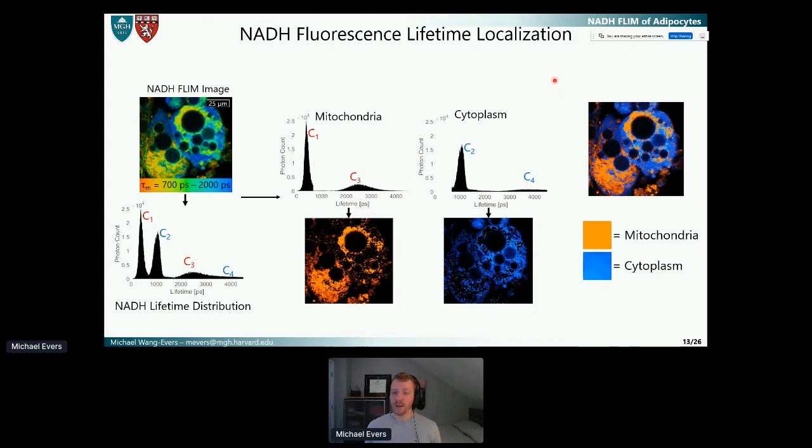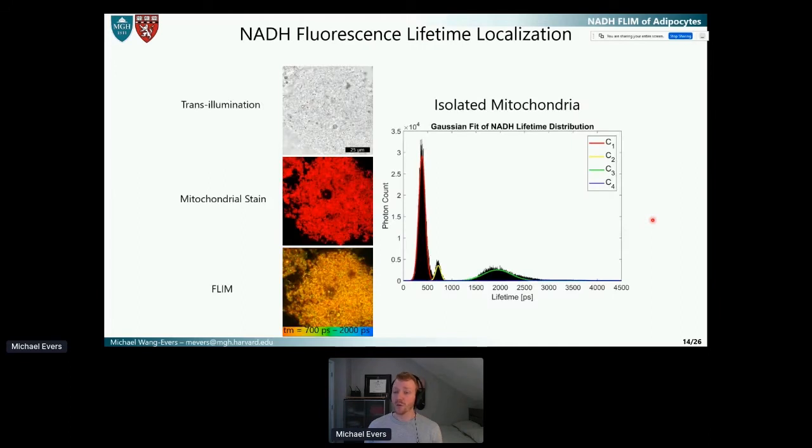And if we now create that image, you can see here, this is all component 1 and 3, and the blue color is component 2 and 4. So based on the fluorescence lifetime of NADH, we can say, hey, this is a fluorescence from mitochondria or fluorescence from the cytoplasm. We want to be really sure.